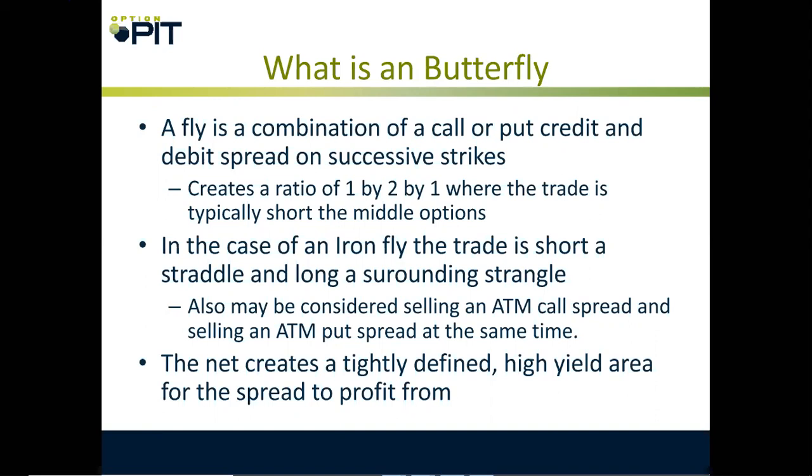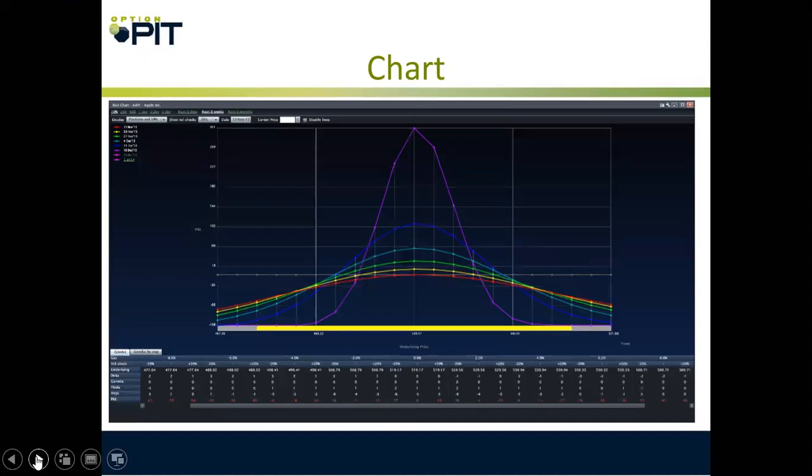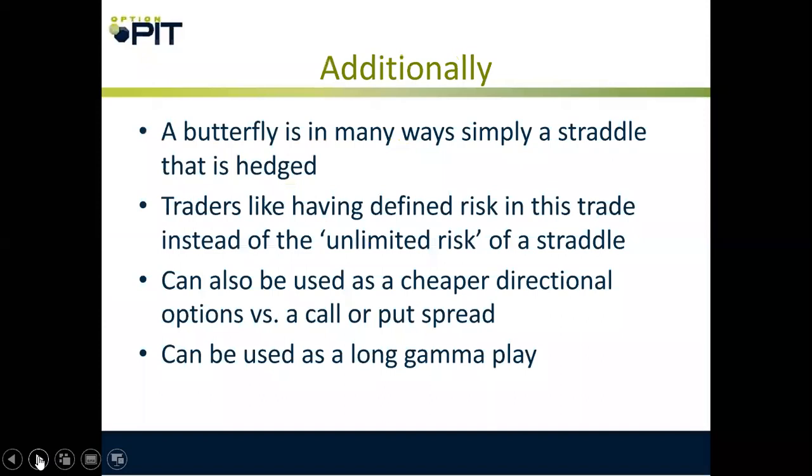We're going to talk a little bit about that, but I'm going to talk a lot about a lot more. This is what a basic butterfly looks like. This is kind of how it progresses, the red line being today, the purple line being at expiration. A butterfly is in many ways simply a short straddle or a long straddle that is hedged to reduce cost and risk. Traders like having defined risk in this trade instead of the unlimited risk of the straddle. Or in the case of buying a straddle, they like selling the wings to reduce the cost. It can also be used as a cheap directional option versus a call or put spread.